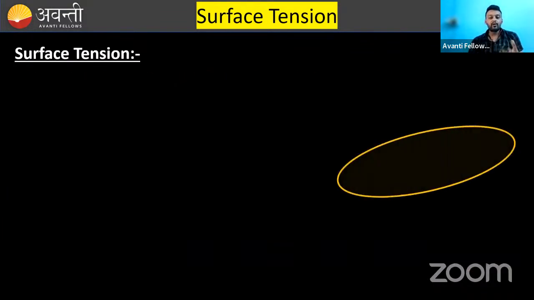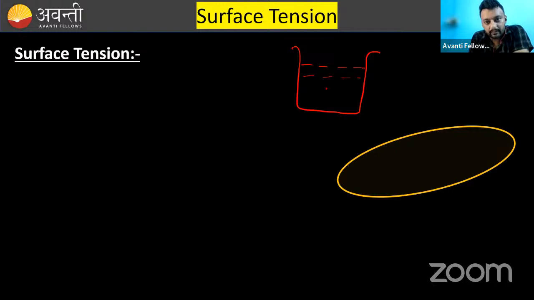What is surface tension? How is it calculated? Let's suppose the water is filled in the glass, and the top view of the surface is this one. Before moving to that, I will explain one more thing. If this is a container, up to this height, water is filled.